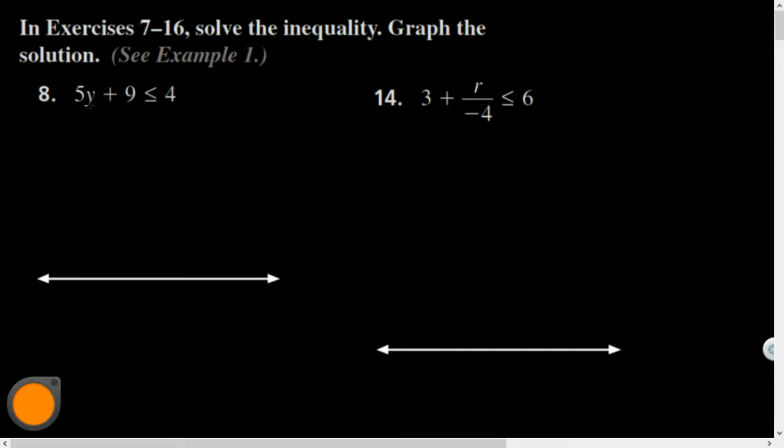So let's see, 5y plus 9. To get y by itself, we'll deal with the addition first. The inverse of addition is subtraction, so I subtract 9 from both sides. I do not have to flip that inequality. And so I'd have 5y is less than or equal to negative 5. And then I could divide both sides because the inverse of multiplying by 5 is division, like so.